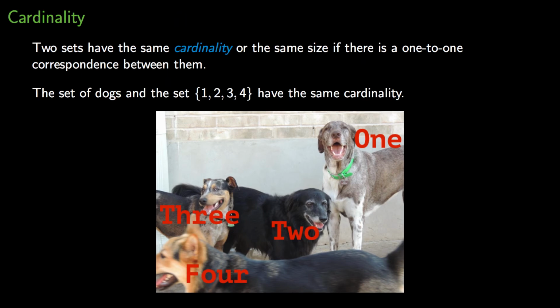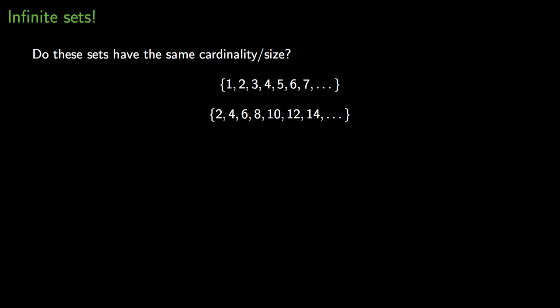And so what we would say for this problem is that the set of dogs and the set 1, 2, 3, 4 have the same cardinality. And any set that has a one-to-one correspondence with the set 1, 2, 3, 4, we say there's 4 things in it. Now, this all seems like a little much work for something that's pretty basic, right? But what happens with infinite sets? Some pretty crazy squirrely things happen.